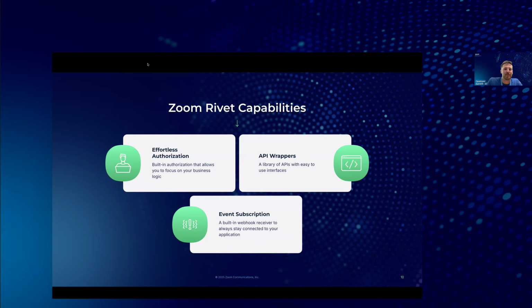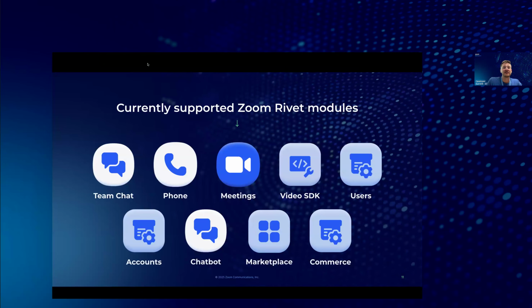That means that any endpoint or event that we list on our API documentation is supported if the module is supported within Zoom Rivet. That takes us to our modules that we support. Currently, Zoom Rivet for JavaScript supports the modules you see on your screen. However, we are constantly adding more throughout the year and plan on supporting all of Zoom's many APIs and events.